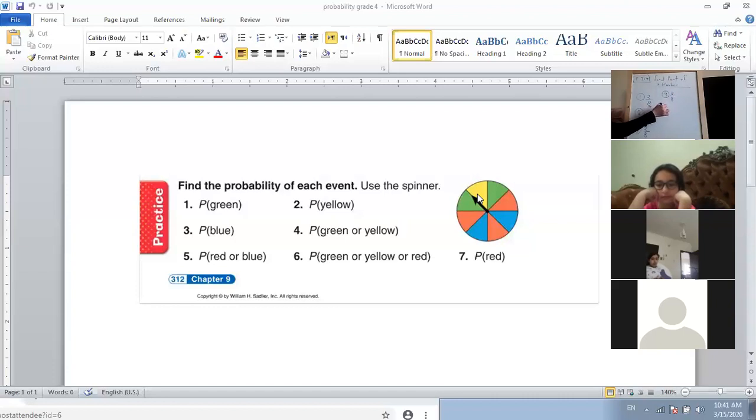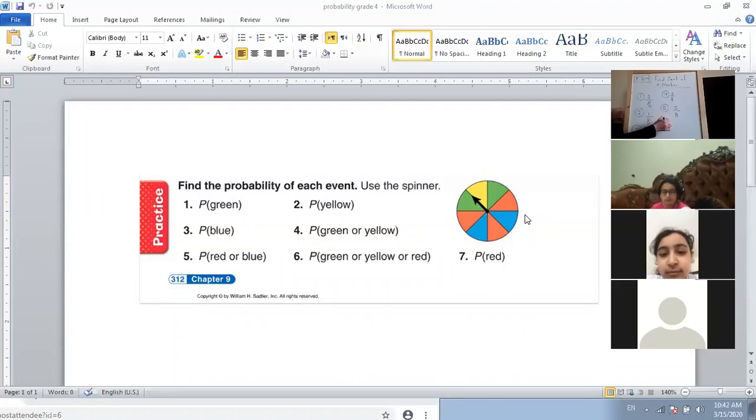Now we are in question number 5. Probability for red or blue. How many red do we have? How many red parts? We have 3. How many blue do we have? 2. 3 plus 2, the answer will be 5 over 8.